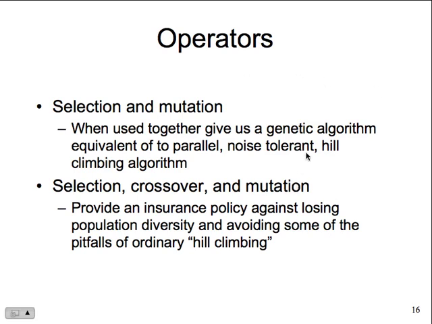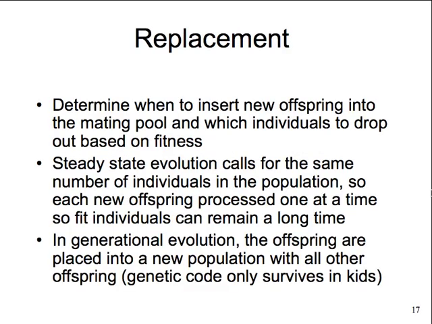Selection and mutation used together give us the genetic algorithm equivalent to the parallel noise-tolerant hill climbing algorithm. I haven't talked about hill climbing yet, but I'm going to hit that probably in the afternoon. It's noise tolerant, which means it can bypass random data that might not be applicable for the solution. Selection, crossover, and mutation provide an insurance policy against losing population diversity and avoid some of the pitfalls of ordinary hill climbing. It makes it easier because crossover is more predictable in keeping the best-fit selections that we're looking for.